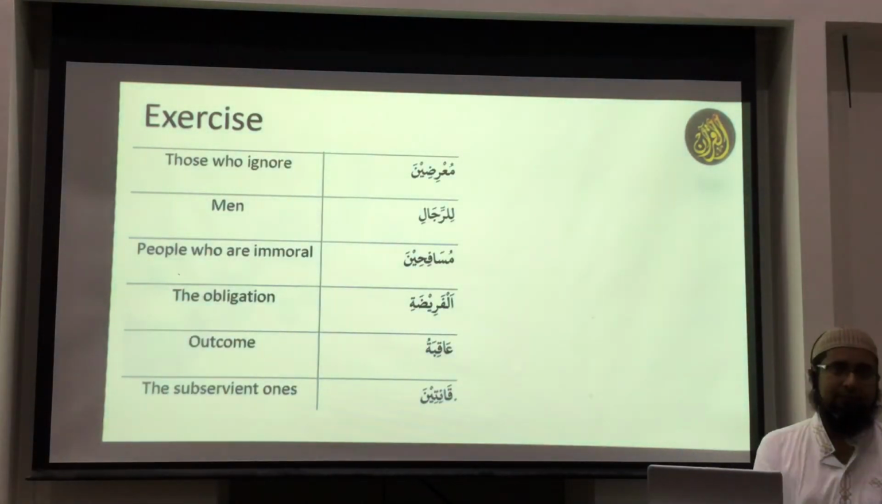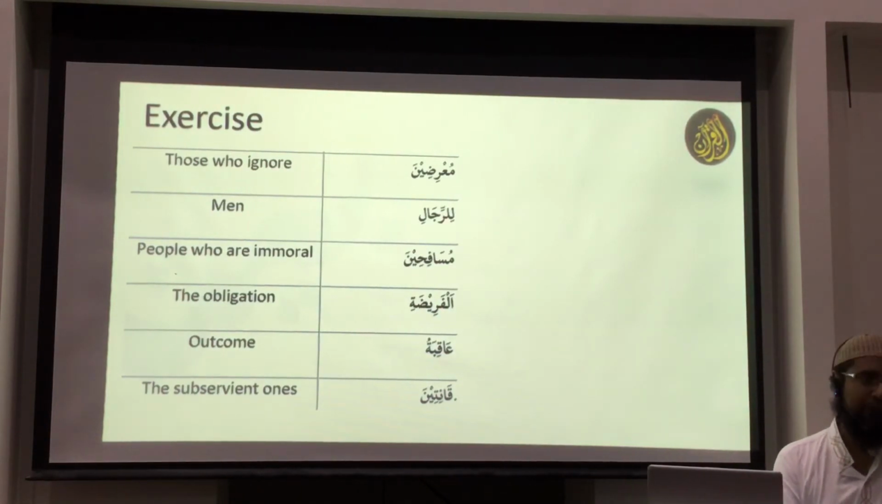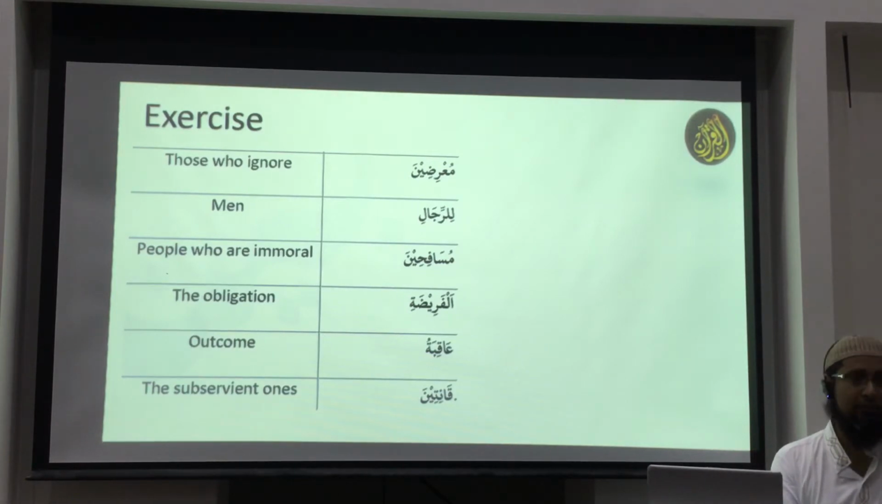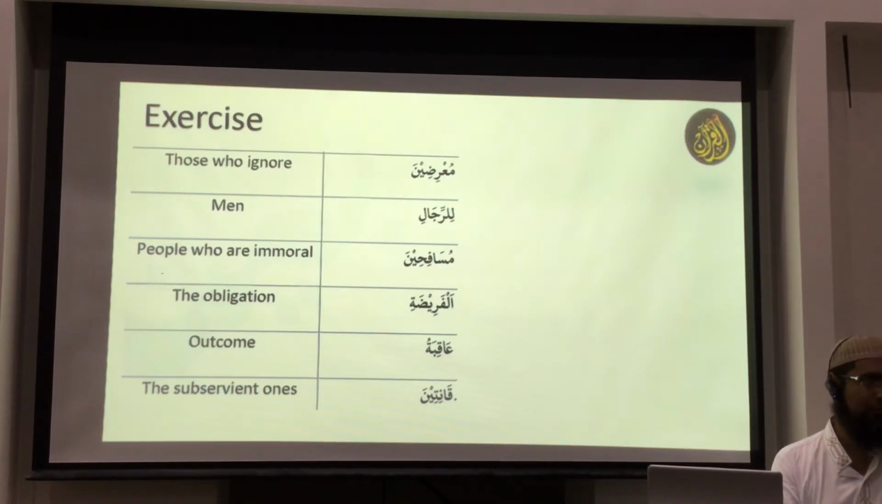Mu'uridina. Same like the before one. Ina means it is masculine, simple as that. Also it could be nasab or jar. And obviously it's plural. This is just the chart that we learned, the Muslim chart. Same thing, like Muslimina, Muslimuna. So Mu'uridina is like this.